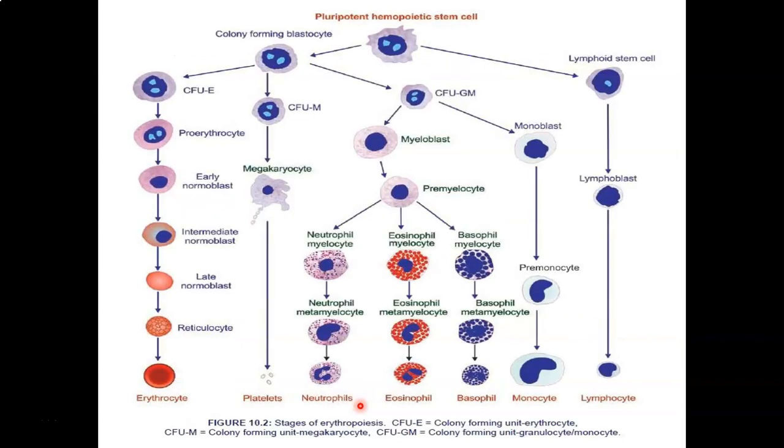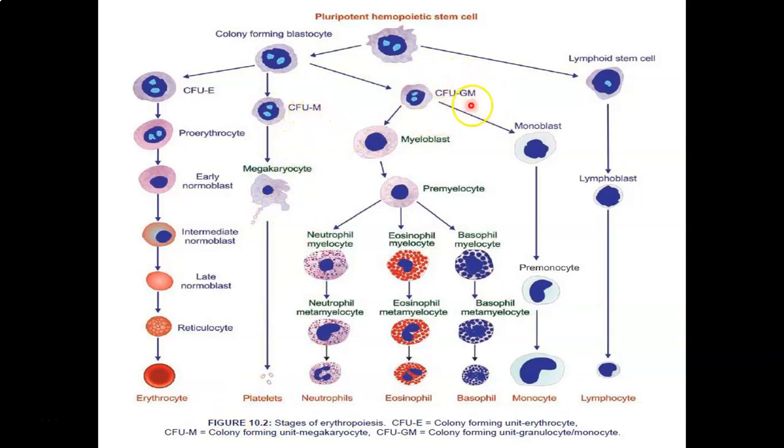Let's have a look at this diagram. Hemopoietic stem cell, the mother of the colony cells. It will give the colony forming blastocyte. And this colony forming blastocyte will give colony forming E. This is the most important. Colony forming E, which will give erythrocyte. Colony forming unit M or mega, which will give platelets. This is called colony forming unit mega.